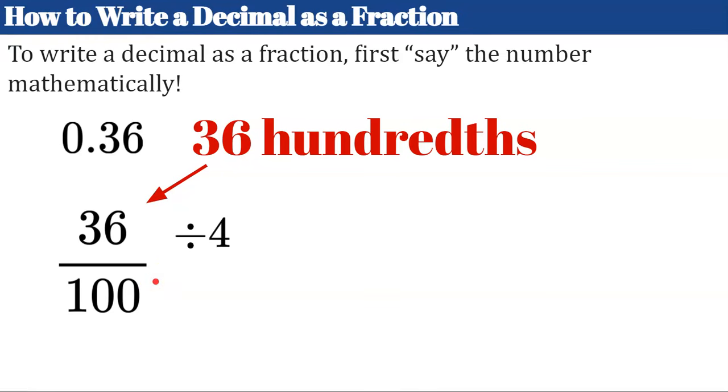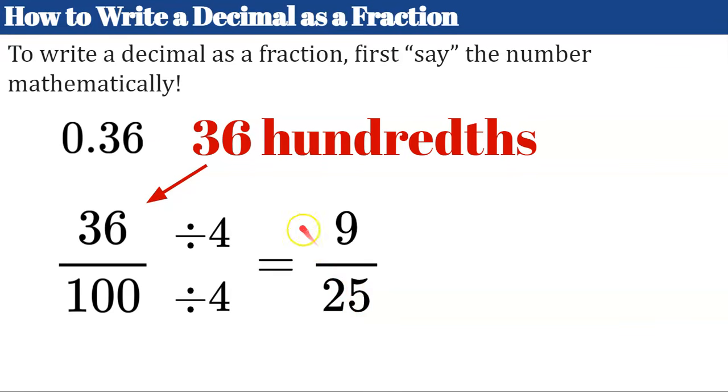But I've been doing this a long time, so I'm going to show you something else. I'm recognizing that I know these values are both divisible by 4. If I divide 36 by 4 to simplify, I must also divide 100 by 4, which gives me 36 divided by 4 is 9, 100 divided by 4 is 25. So 9/25ths is equivalent to 0.36 or 36 hundredths.